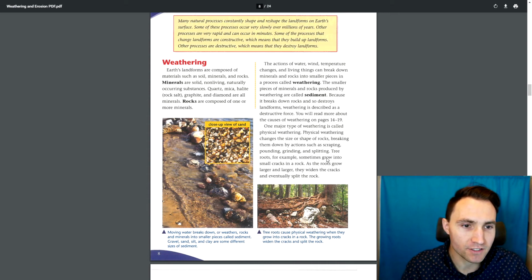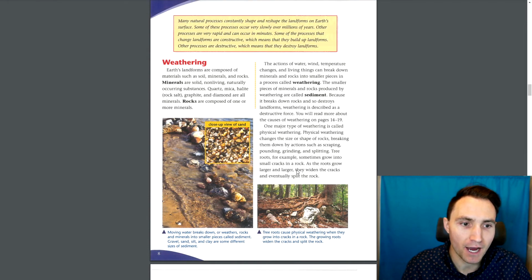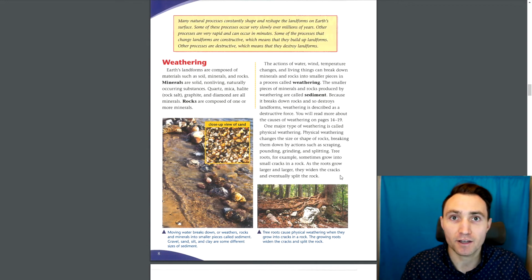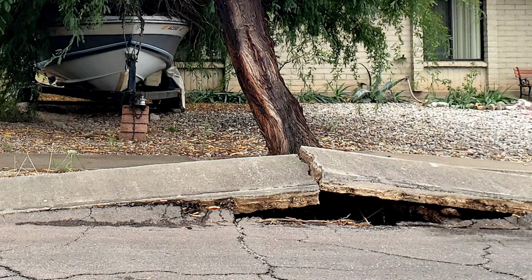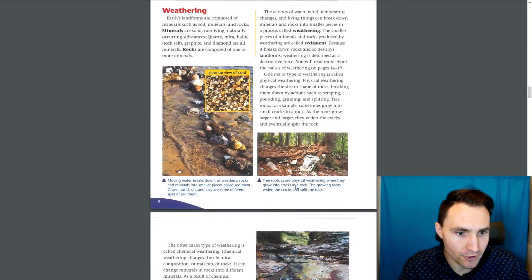One major type of weathering is called physical weathering. Physical weathering changes the size or shape of rocks, breaking them down by actions such as scraping, pounding, grinding, and splitting. Tree roots, for example, sometimes grow into small cracks in a rock. As the roots grow larger and larger, they widen the cracks and eventually split the rock. You may have seen this happen with rocks out in nature, but you might also have seen a big tree close to the sidewalk or the road, and seen the tree root break up the rock. And here's a picture of that right here, tree roots causing physical weathering when they grow into cracks in a rock.